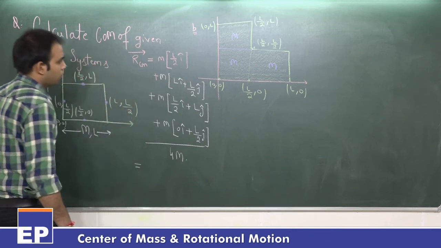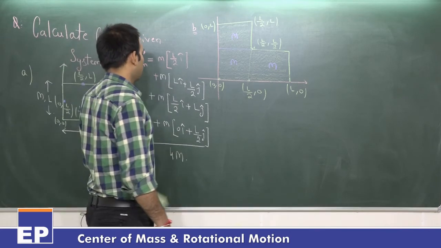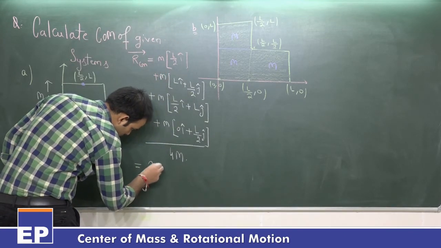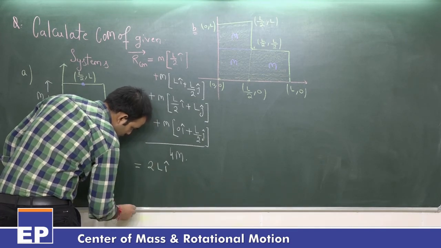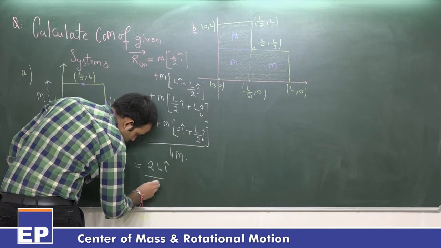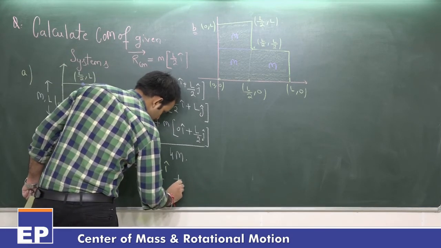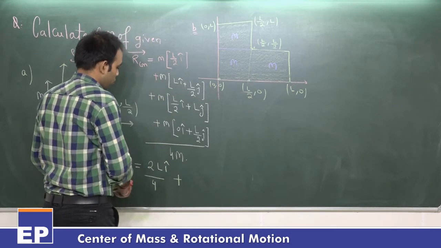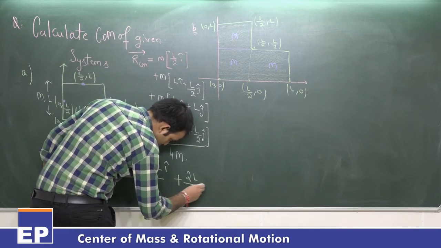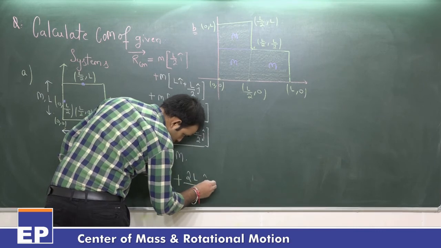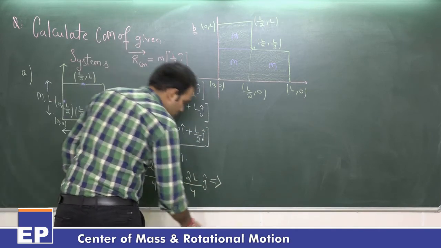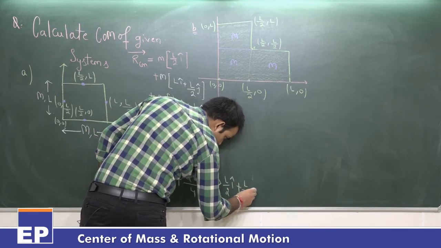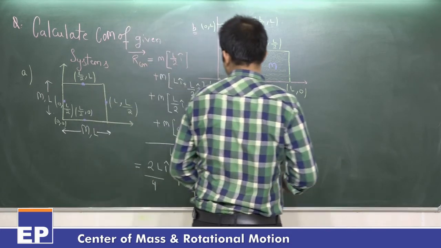So these M and M will cancel out. This is L by 2 I cap plus L I cap plus L by 2 I cap plus this. That will become 2L I cap. M cancel out हो जाएगा. 2L by 4 I cap प्लस अगर मैं बाकियों को निकालूं तो it will be L by 2 J cap plus 2L by 4 J cap. L by 2 I cap plus L by 2 J cap. So this is the answer.